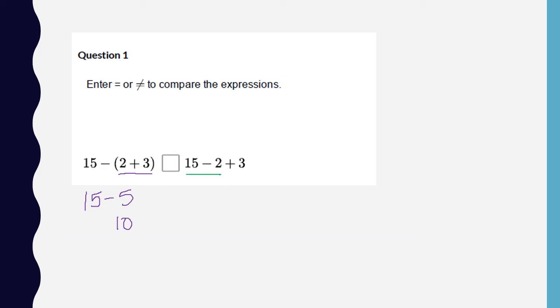15 minus 2, that's 13, plus 3, that gives me 16. So 10 and 16, are they equal or not equal? They are not equal.